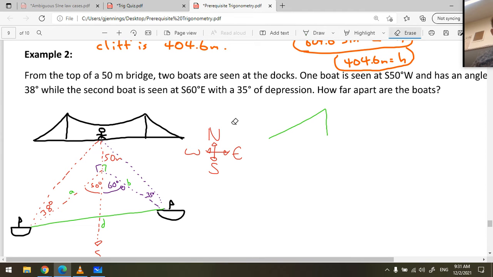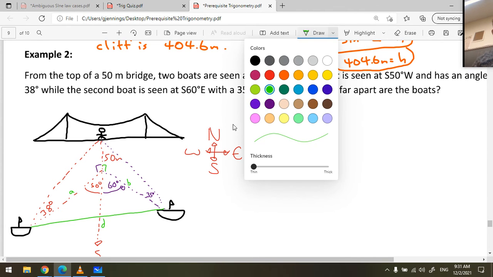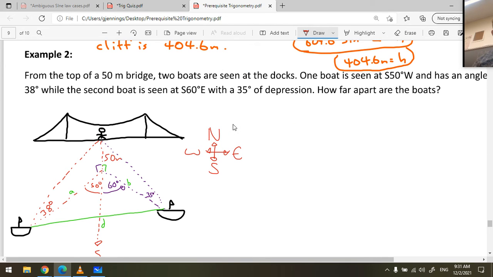Oh, let me do this in the matching color. So that's going to make it just that much more beautiful.